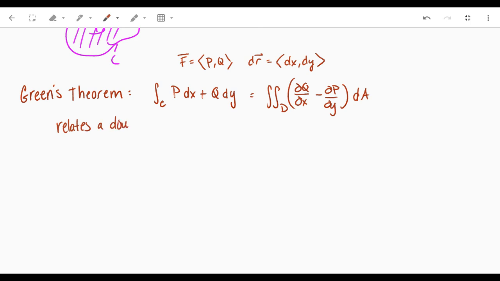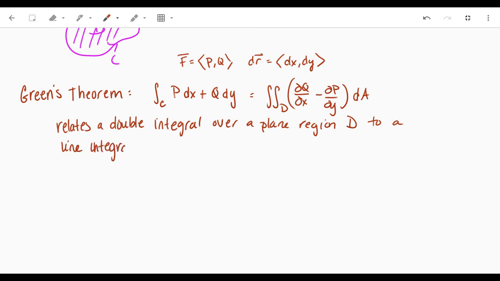This relates a double integral over a plane region D, and plane means flat, to a line integral around its boundary C.